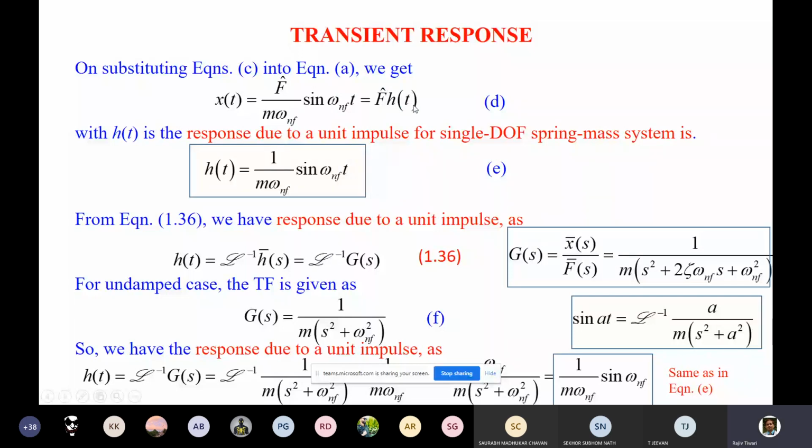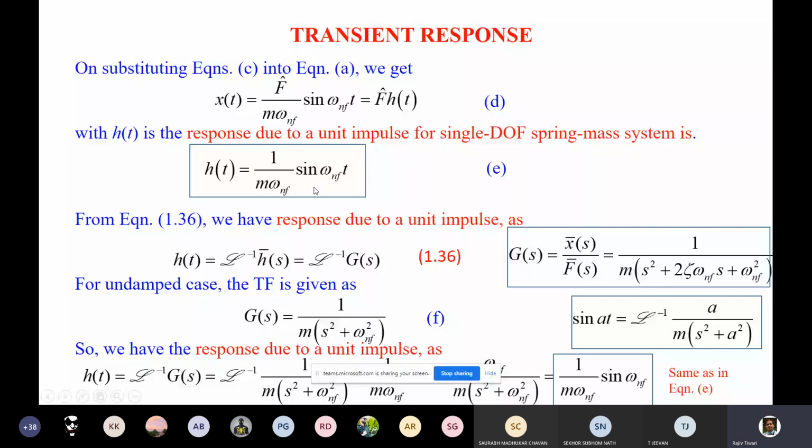So h(t) from this expression is this, which is the unit impulse response for a single degree of freedom spring mass system. So this is the explicit expression for the single degree of freedom system, spring mass system without damping.